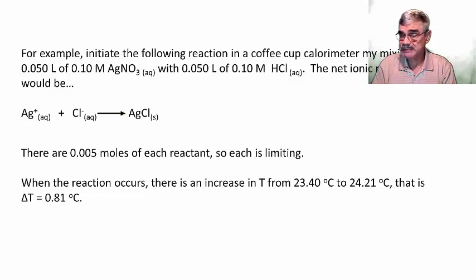Initially, both of these solutions being at the same temperature. Let's say they were 23.40 degrees centigrade when we mixed them together. And after the reaction occurs, yes, a precipitate will form, but after the reaction occurs, we measure the temperature of the aqueous solution and find that the temperature has gone up from 23.40 to 24.21 degrees centigrade. Or in other words, there's an increase in temperature of 0.81 degrees centigrade.